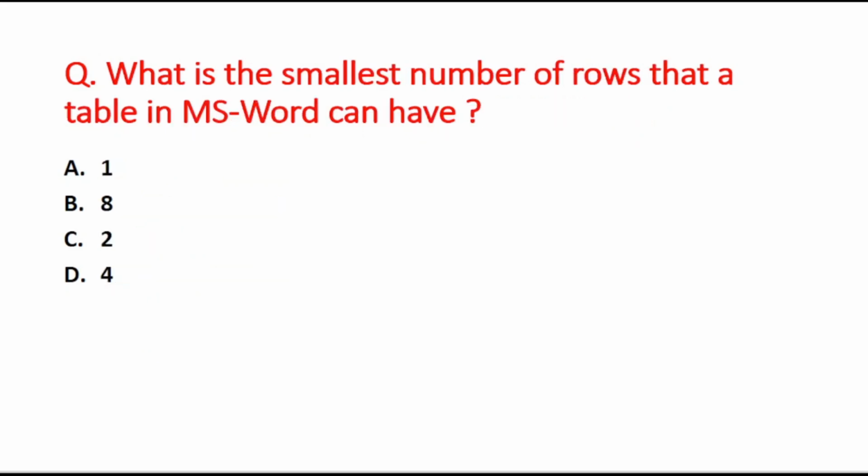Next question is, what is the smallest number of rows that a table in MS Word can have? A option is 1, B option is 8, C option is 2, and D option is 4. So right answer is option A, that is 1. If we talk about tables, the minimum number of rows and columns should be 1.